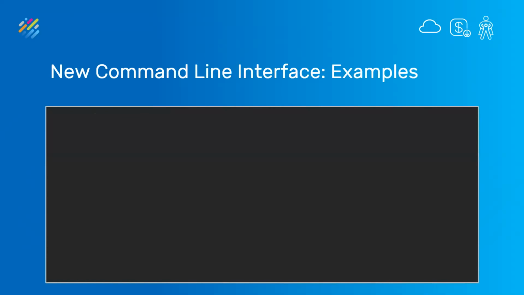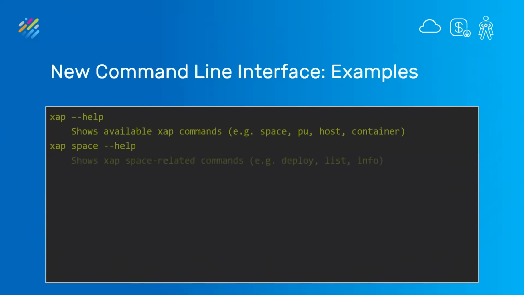First, you can of course type a command like zap --help, and this will print you a list of the available commands. For example, do you want to do something with a space or with a processing unit or host or container or something else? Then you'll say, okay, I want to do something about space. Let's say I want to deploy a space or see something about spaces. So I can do zap space --help, and then it will give me all the space related commands.